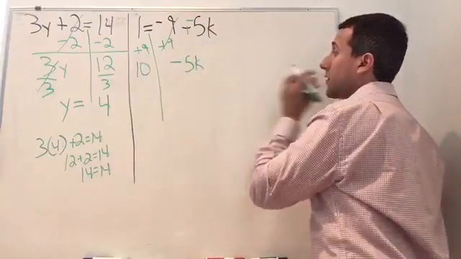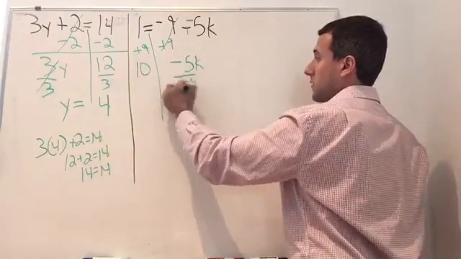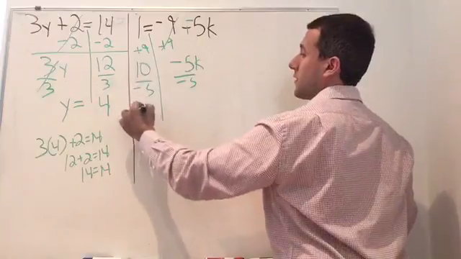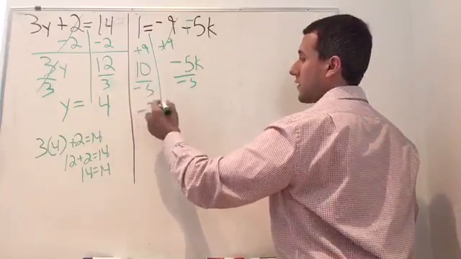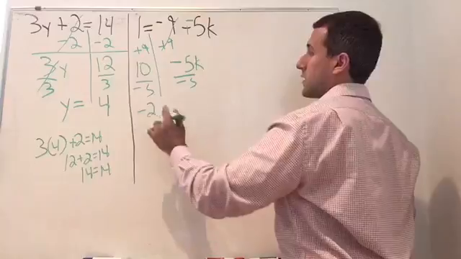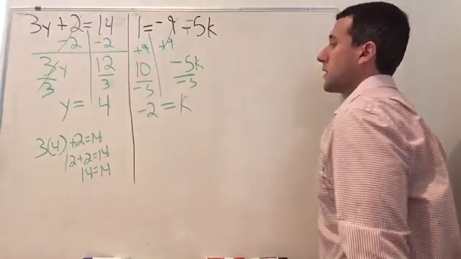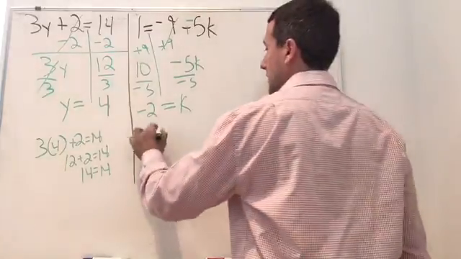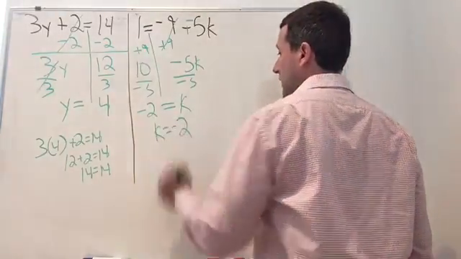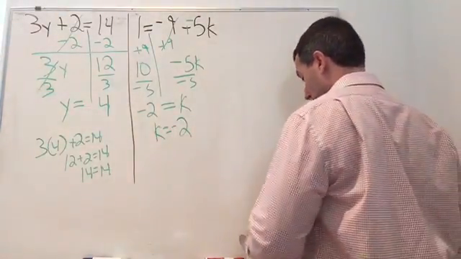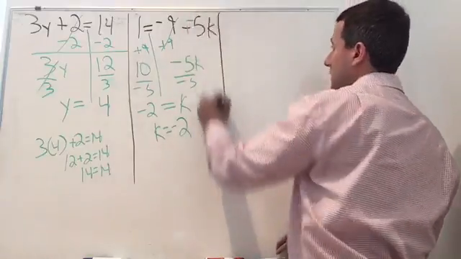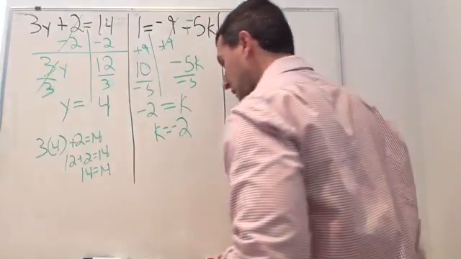To get rid of the negative 5, that means multiply. So we're going to divide by negative 5. 10 divided by negative 5 is negative 2. So k will equal negative 2. Those are the same thing. Flip them around. Doesn't matter which way they're written. One way looks a little nicer and is a little less confusing, but they're the same thing.